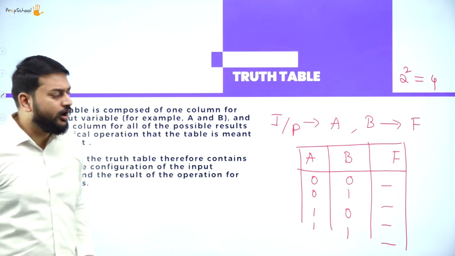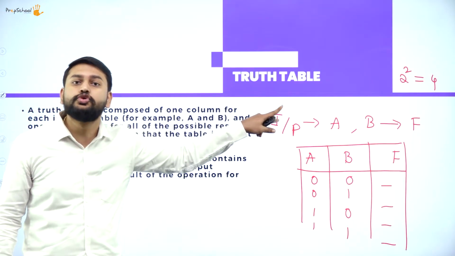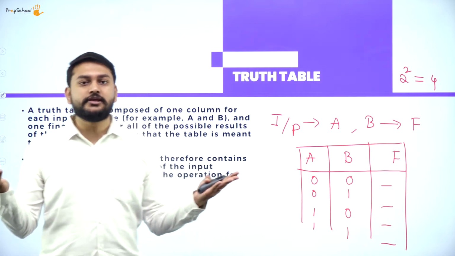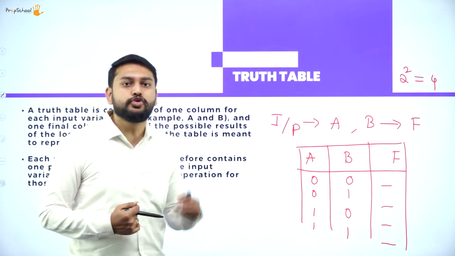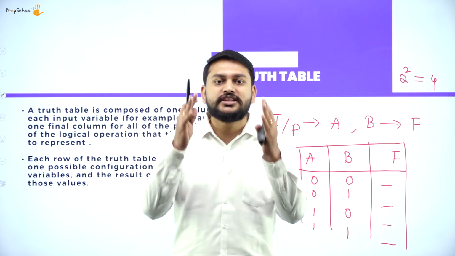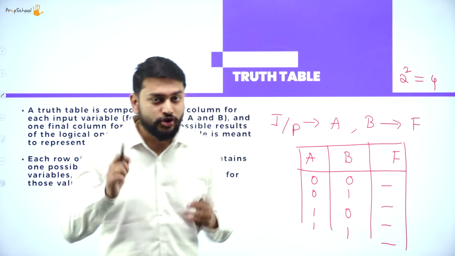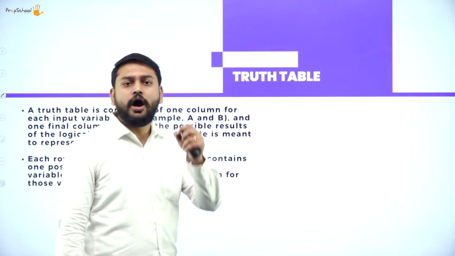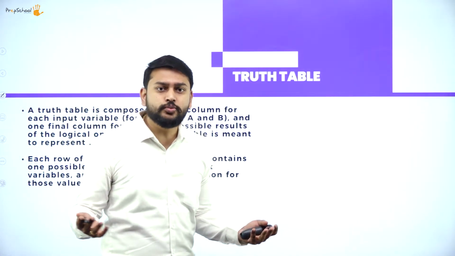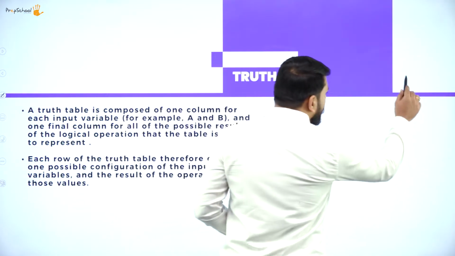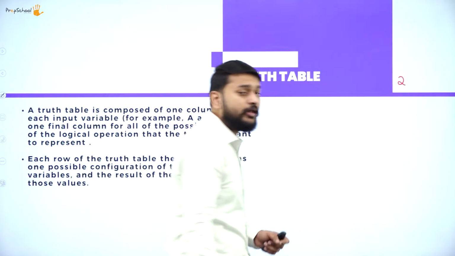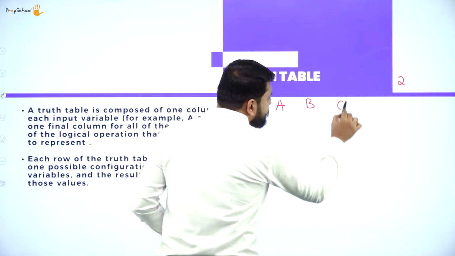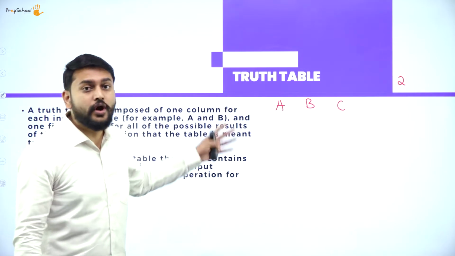Somebody will ask me, sir, you have considered 2 inputs. Yes, I have considered 2 inputs. What if I have 3 inputs? How exactly will my truth table look? That's an interesting fact that you need to understand, so let me explain that too. Remember, I'm dealing with zeros and ones, so it's a binary number. I will have to consider 2. How many inputs do you have? You have A, you have B, you have C. So I have 3 inputs.